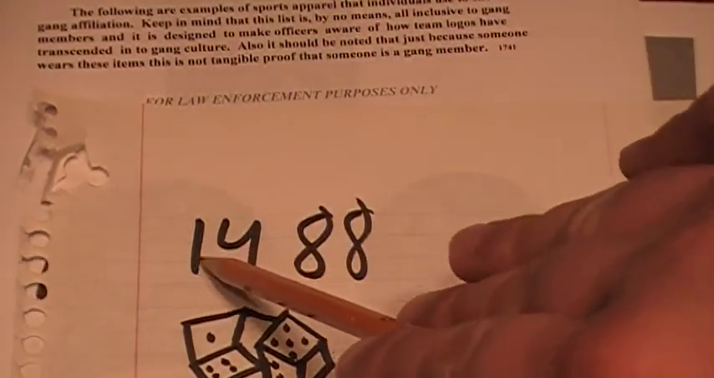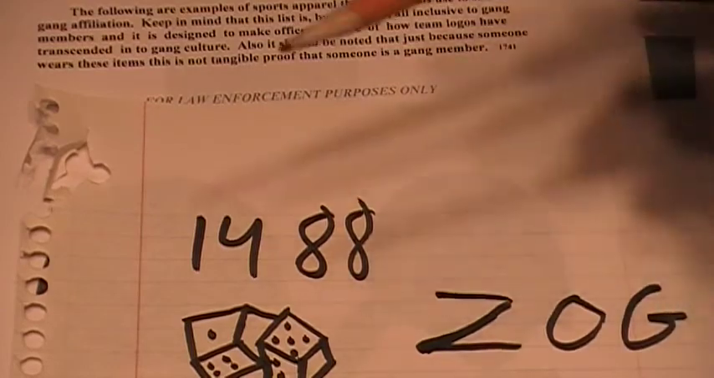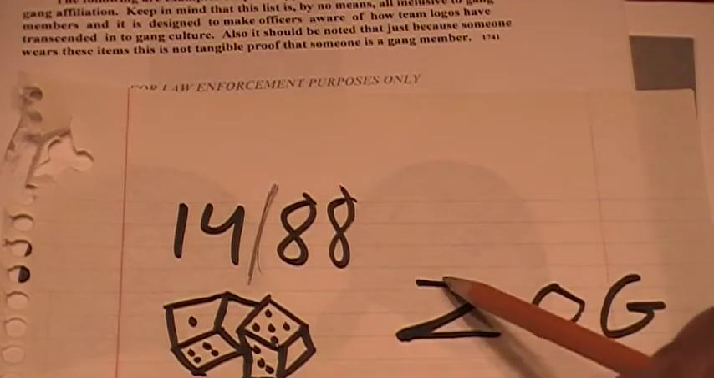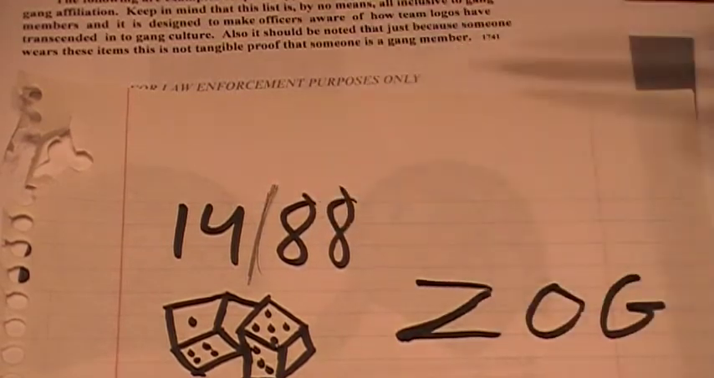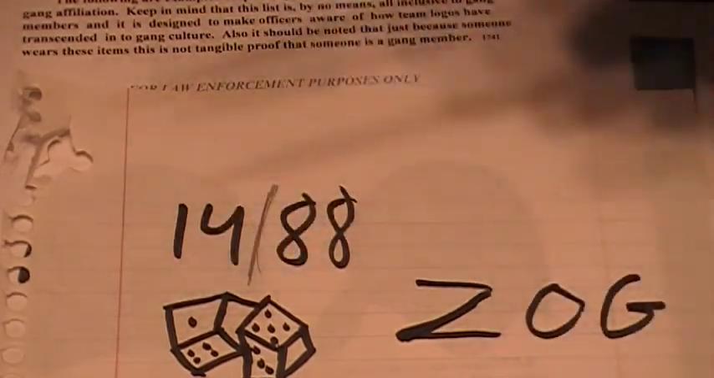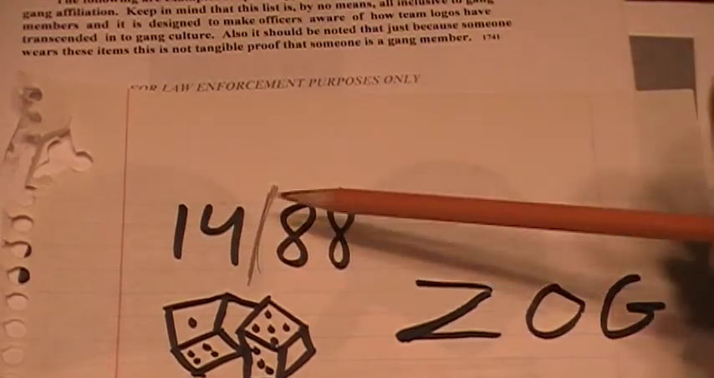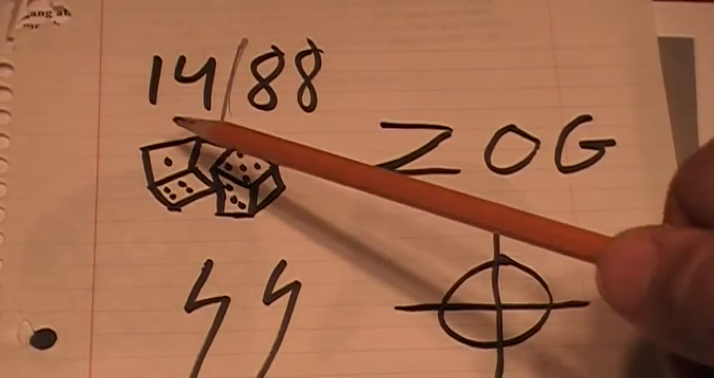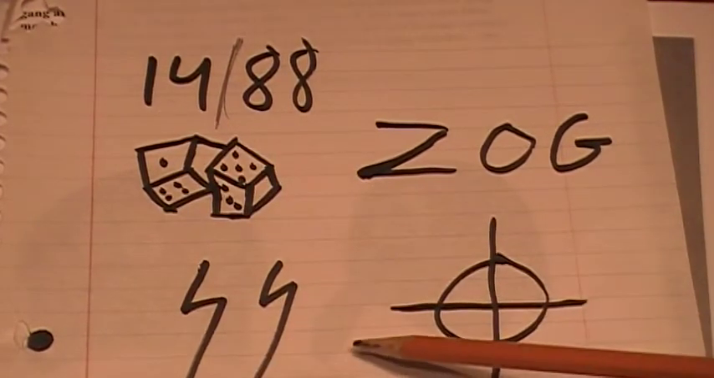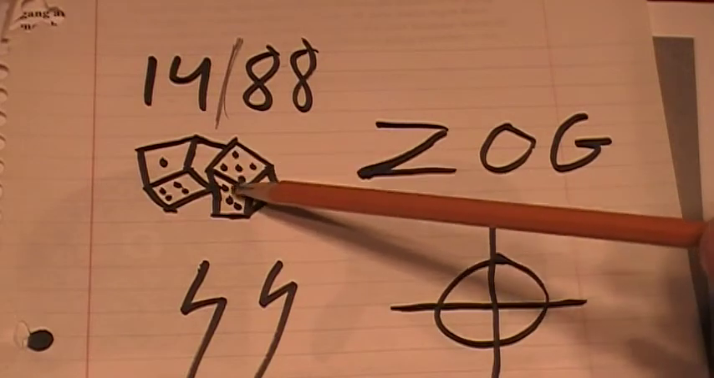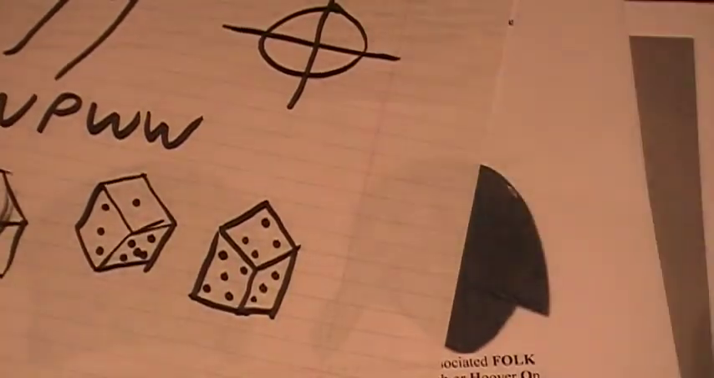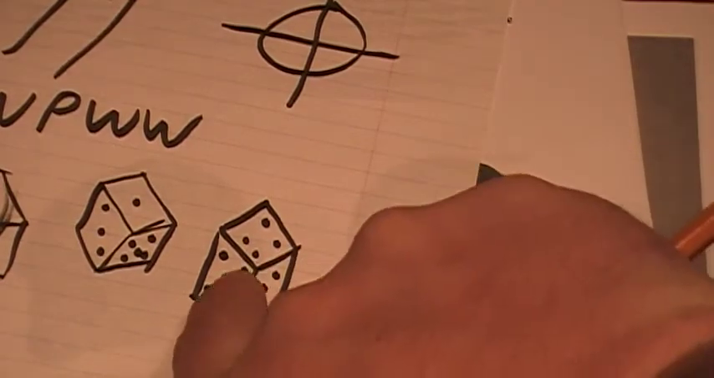You can either see it in this variation, 1488, or you may see it split up with a slash in between there, 14/88, or you may see 88 all by itself, or you may see 14 all by itself. A playoff with 1488 can be found within the dice. So 1, 4, and then 8, 1488, and then the same down here. You can see the playoff within the dice with the numbers and everything.